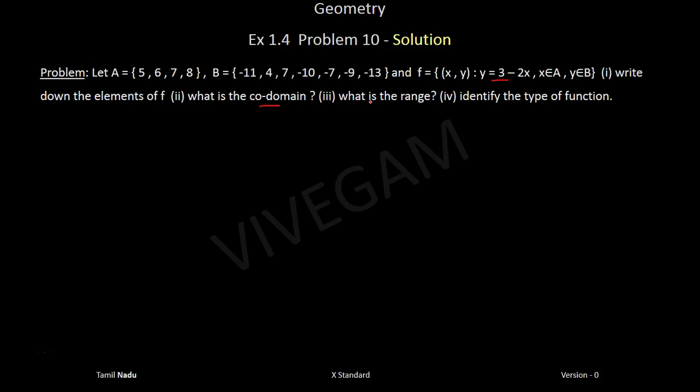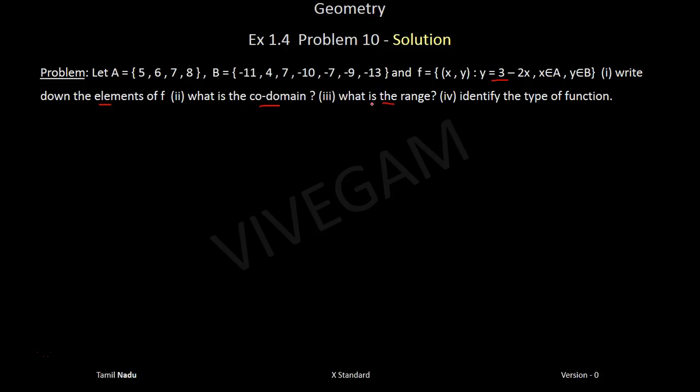And what is the range? Range is for every value of x, x is an element of A. So for every element of A, substitute that in y equal to 3 minus 2x and get the values of y and the ordered pair. The collection of the values of y is the range. So that is also possible to calculate. And once you have the range, you will be able to write down the ordered pairs. The function is a collection of these ordered pairs. Okay, so that also can be done.